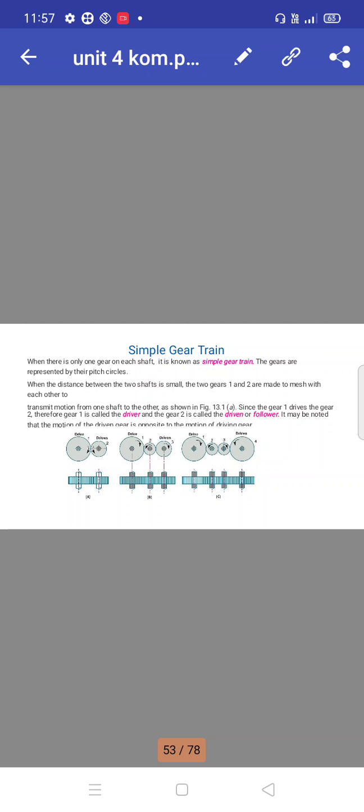Simple gear train. When there is only one gear on each shaft, it is known as a simple gear train. The gears are represented by pitch circles. When the distance between the two shafts is small, the two gears 1 and 2 are made to mesh with each other to transmit motion from one shaft to another. Since gear 1 drives gear 2, gear 1 is called the driver and gear 2 is called the driven or follower. It may be noted that the motion of the driven gear is opposite to the motion of the driving gear.